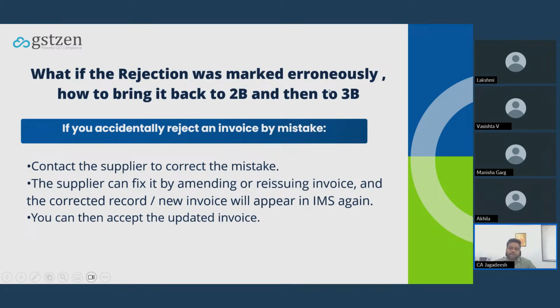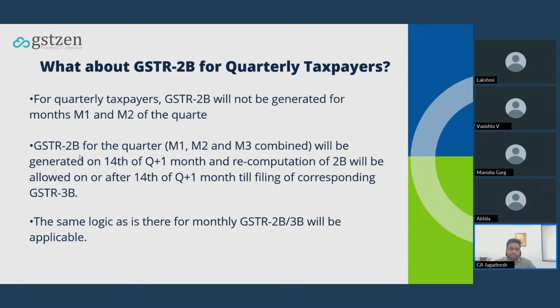What if the rejection was marked erroneously? How do we bring it back to 2B and then to 3B? Accidentally I have marked it as rejected, so it will move out of my IMS, it will not be part of my 2B, and it will not be populated in the 3B either. I have to contact my supplier to correct the mistake. The supplier can fix it by amending or reissuing the invoice. Then it will again come to my IMS, I can take the action on it, and I can accept that invoice.